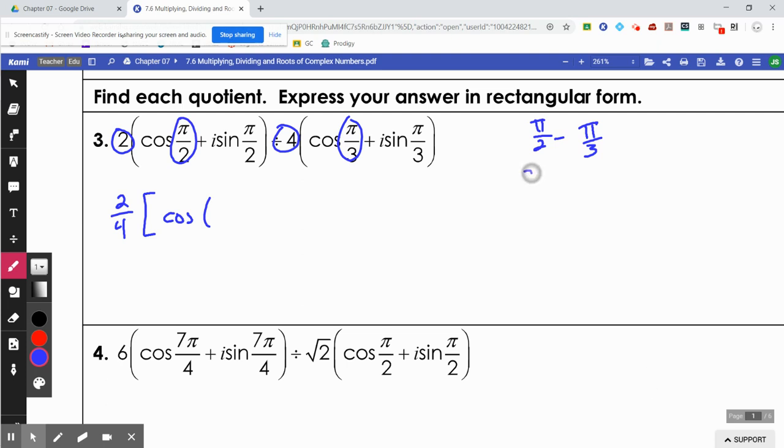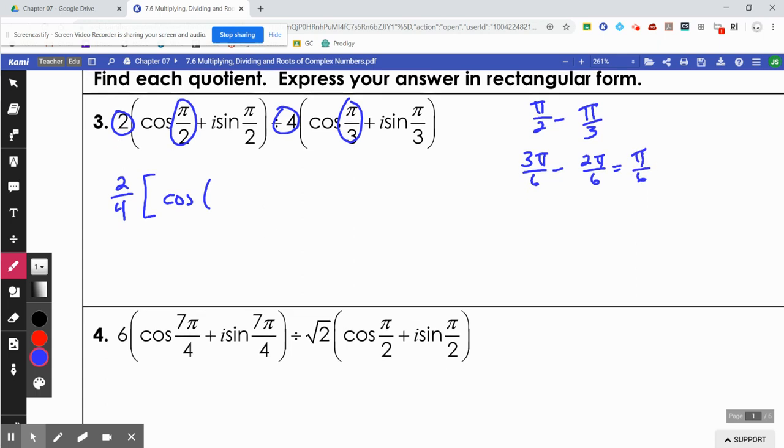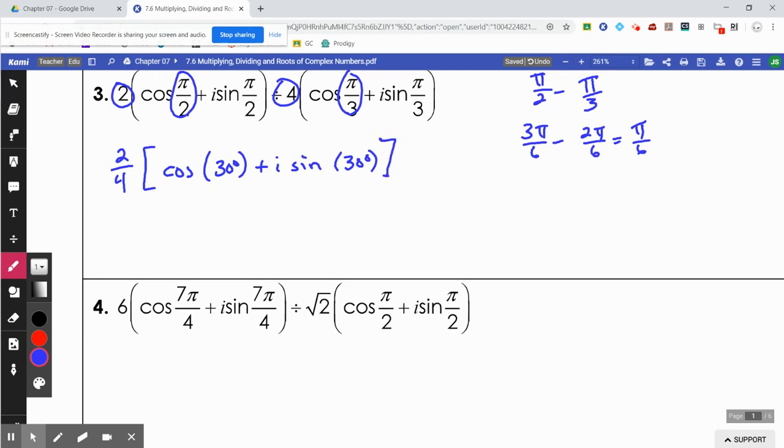Common denominator would be 6, so this would be 3 pi over 6 minus 2 pi over 6, which is 1 pi over 6. And if you would like to go ahead and write that in as a 30-degree angle, you can. So cosine 30 plus i sine 30. And again, we simply subtracted those two angles. Now let's clean that up.